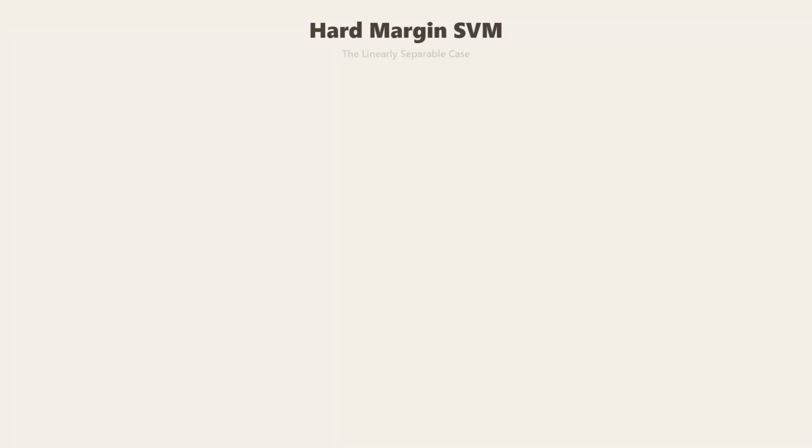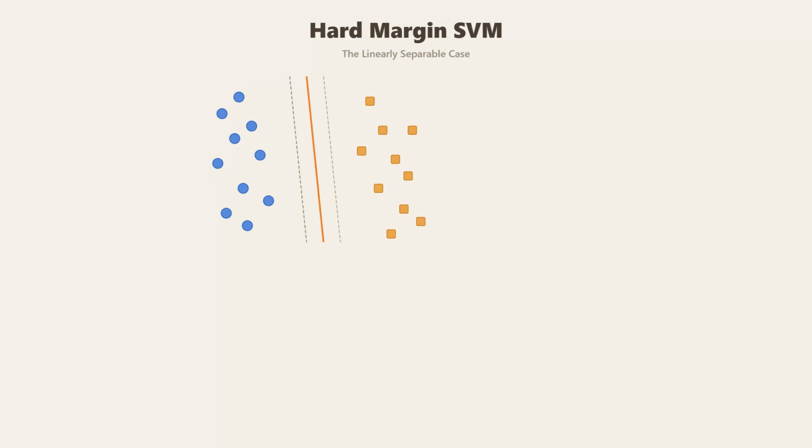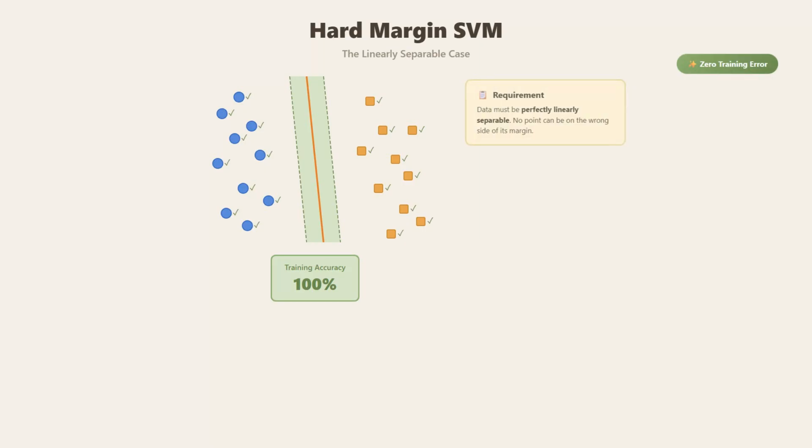Now, let's discuss the hard margin SVM, which is the simplest form of the algorithm. This works when your data is perfectly linearly separable, meaning you can draw a straight line or hyperplane that completely separates the two classes with zero training error. In our visualization, you can see a clean data set where all blue points are on one side and all orange points are on the other. The SVM finds the maximum margin hyperplane, and every single point is correctly classified. The check marks appear next to each point, and our accuracy counter hits 100%.